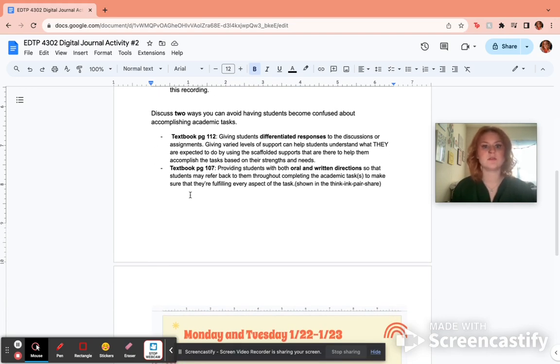And then 2 ways to avoid having students become confused about accomplishing these academic tasks. On page 112 of our textbook, they talked about giving students differentiated responses in the discussions or the assignments. So giving varied levels of support can help students understand what they as individuals are expected to do by scaffolding those supports that are there to help them accomplish tasks based on their strengths and needs. So kind of going off that, asset-based learning would be good.